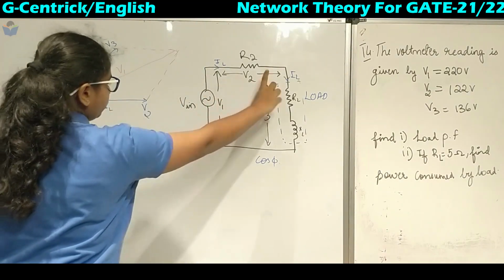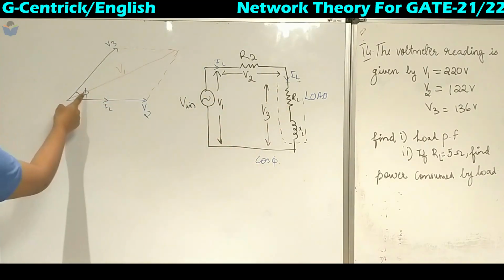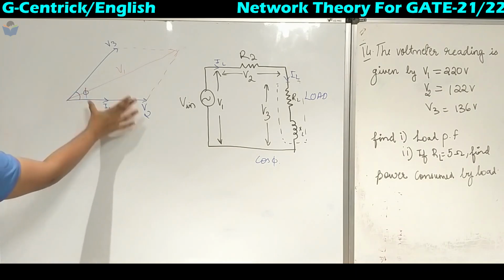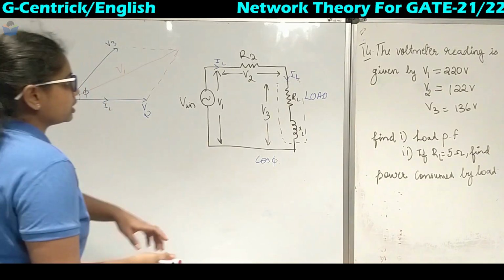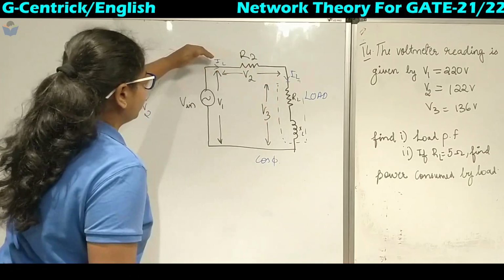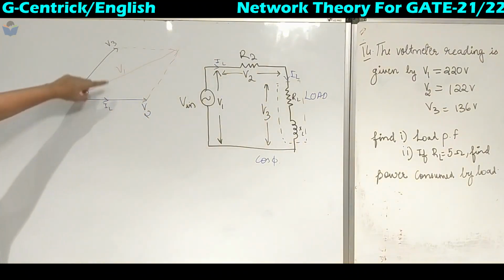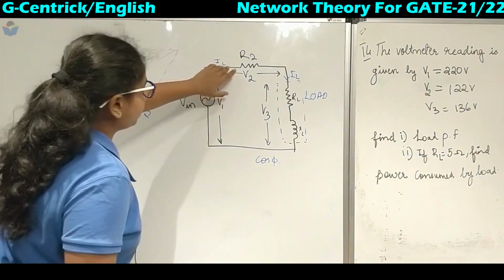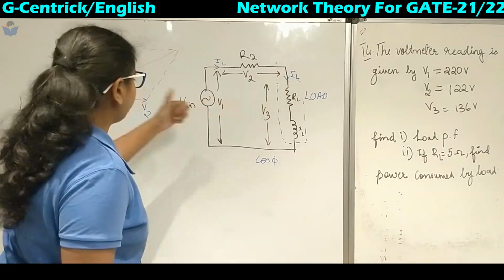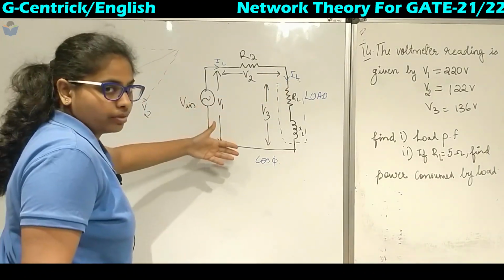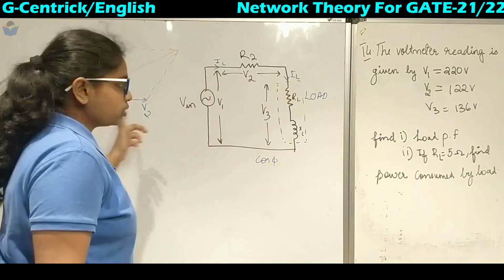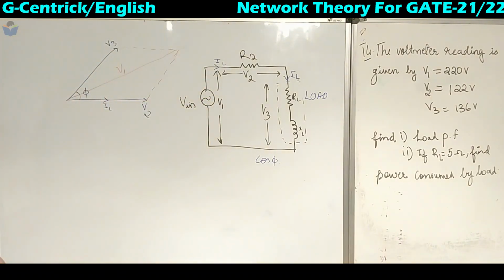So we have got V2 as well as V3. This phi is the angle between V2 and V3, and also the angle between IL and V3. So phi is the angle between IL and V3, and cos phi is nothing but this, since phi denotes the angle between voltage and current.